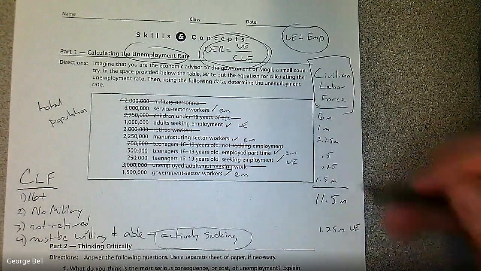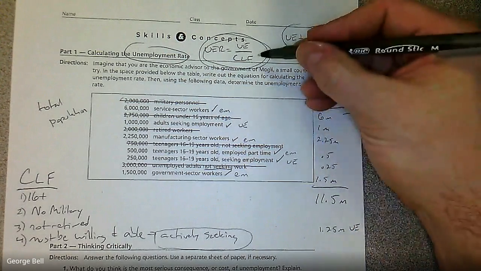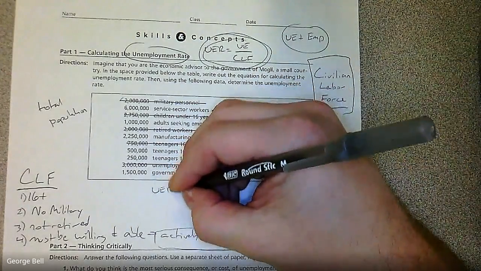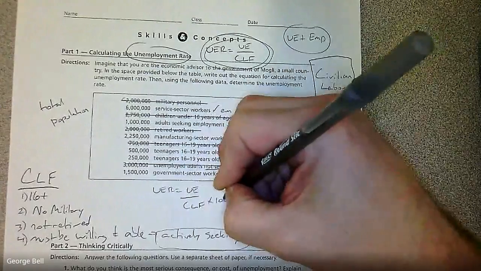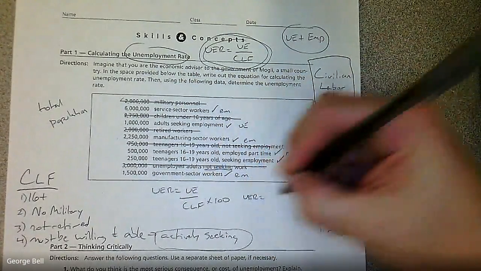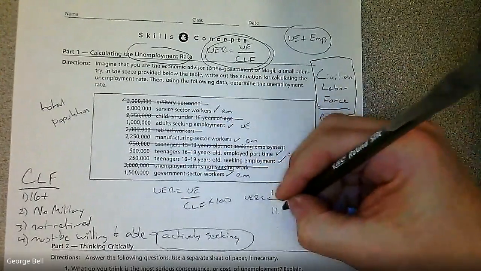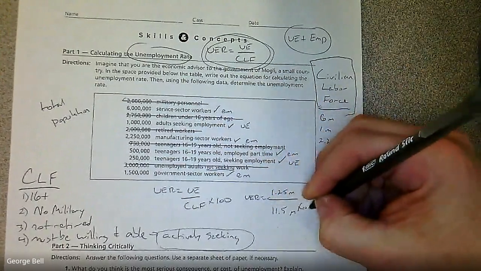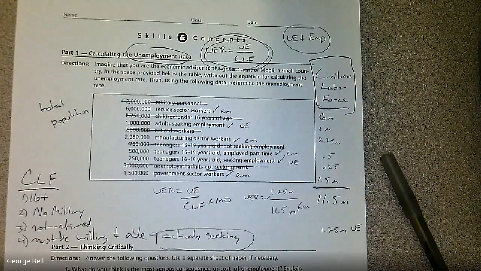So finally, if you look, we have our numbers. We have our CLF and we have our unemployed. So now we can use the formula. Remember, the unemployment rate equals the number of unemployed divided by the civilian labor force times 100. So we can just punch these numbers in. The unemployment rate equals 1.25 million divided by 11.5 million times 100. I'm going to need to get a calculator here for this. Let's see what I can do. I'm going to get my phone out. There we go.